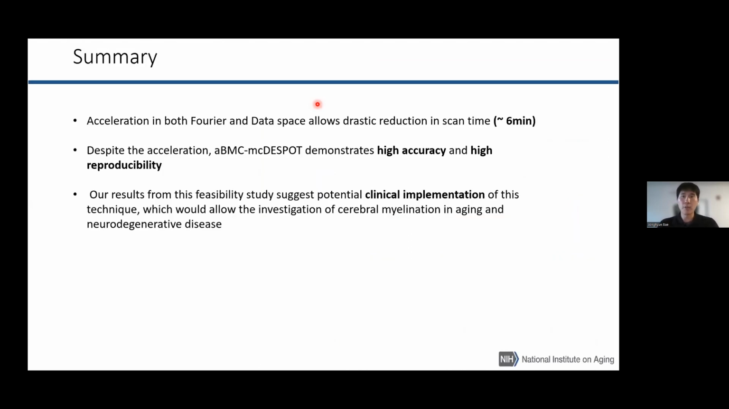So in summary, we propose an accelerated BMC-mcDESPOT method, which achieves myelin water fraction mapping within 6 minutes. Our results suggest that our aBMC-mcDESPOT method demonstrates high accuracy and high reproducibility. And this reduction in scan time will hopefully allow this technique to be implemented in clinical scans, which would allow further investigation of the cerebral myelination in aging and in neurodegenerative disease.